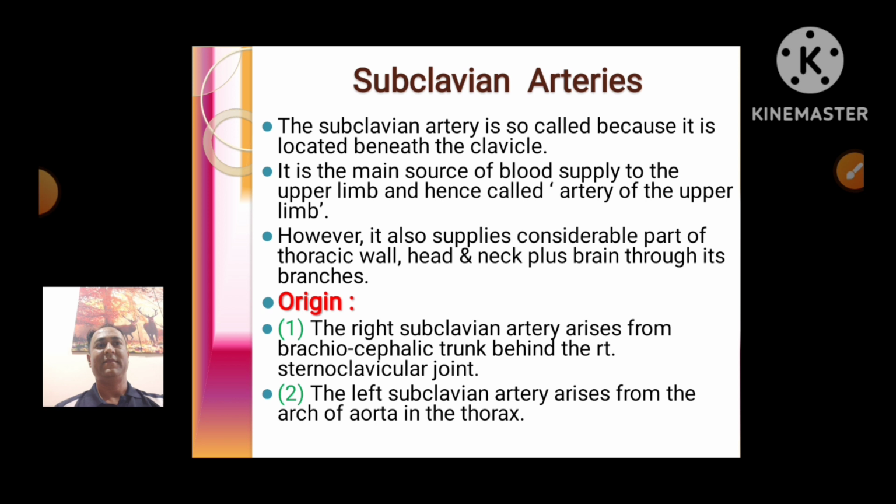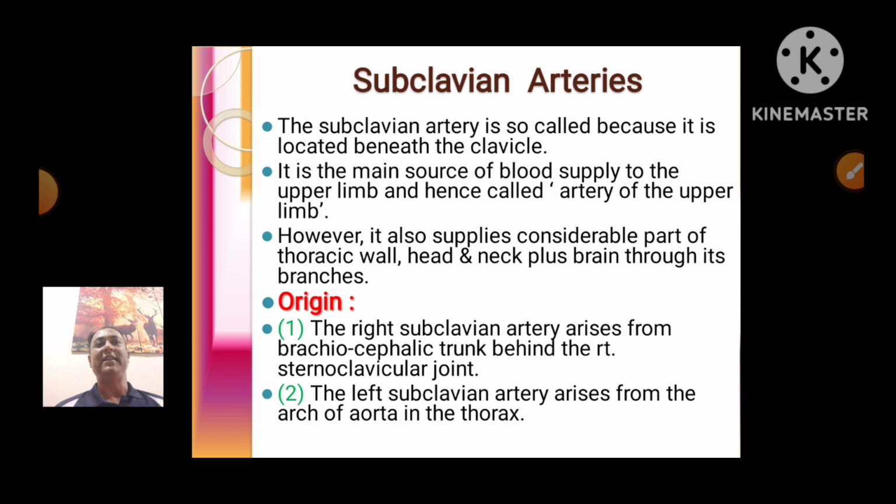Subclavian, the name is derived because it is located below the clavicle. It is the main source of blood supply actually for the upper limb, and that's why it is also known as the artery of the upper limb. However, it also supplies the parts of thoracic wall, head and neck, including brain, through its various branches.